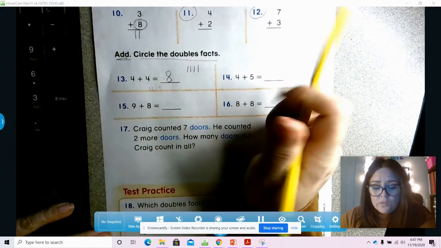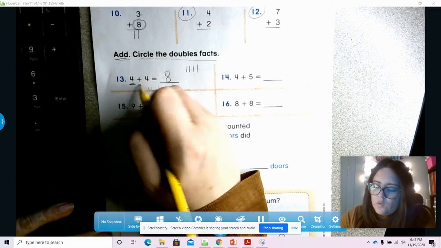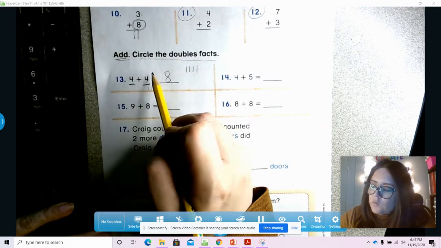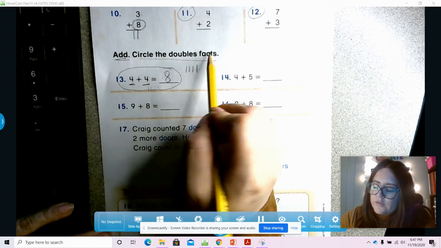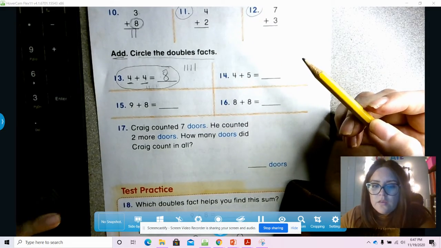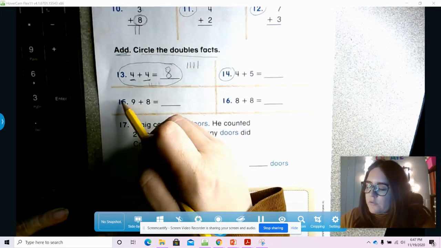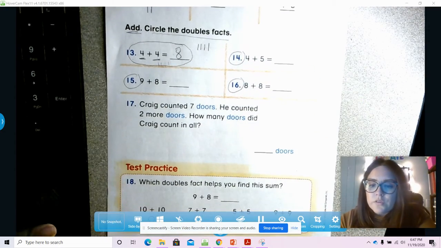Now, is 4 plus 4 a double? It is because we're adding 2 of the same numbers. So we're going to circle this one because our directions say circle the doubles. Okay, I want you to try numbers 14, 15, and 16 on your own. Remember to circle the doubles.